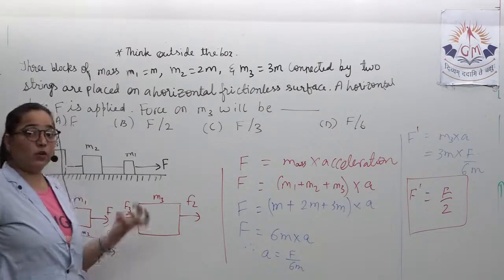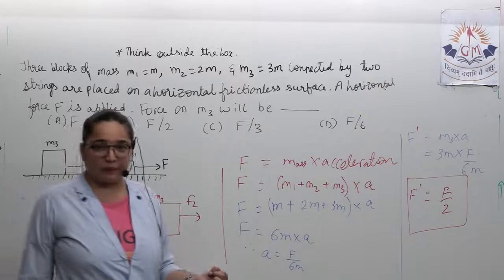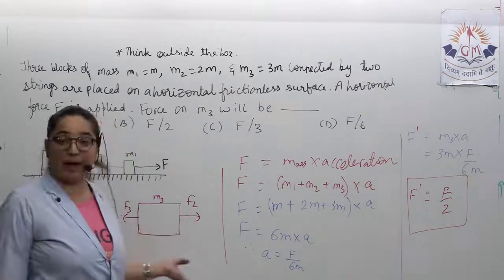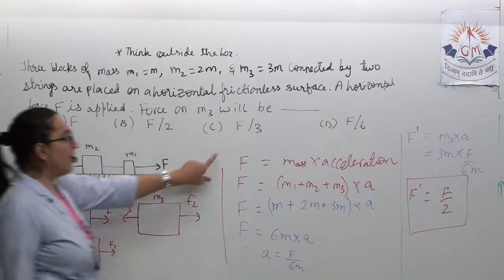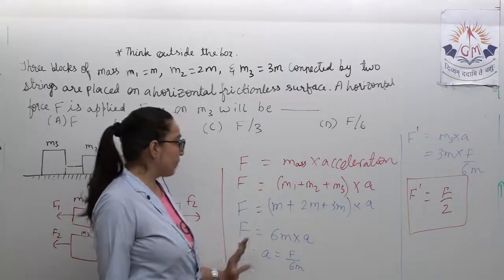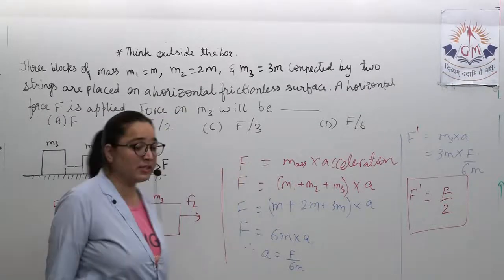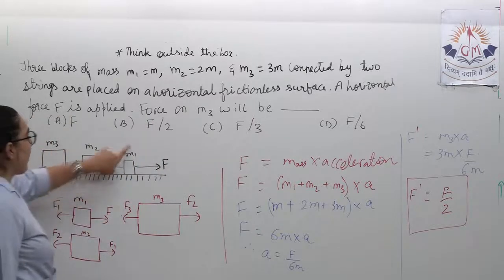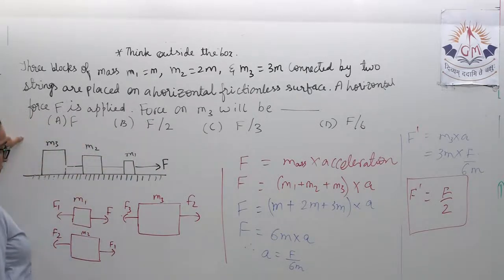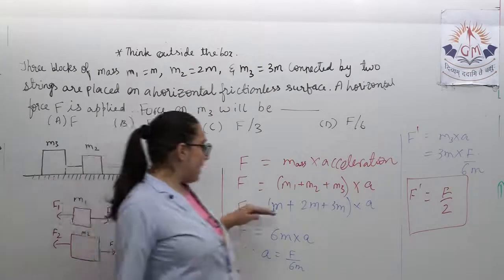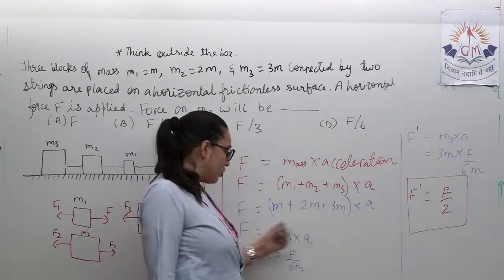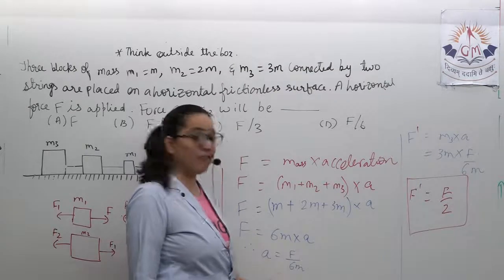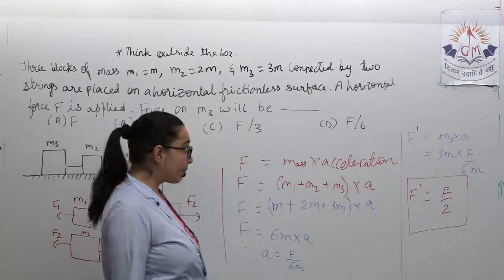Okay, because you know the property of inertia, on that basis it will try to apply its own force. We know that force is mass into acceleration. What is the total mass? The total mass is m1 plus m2 plus m3, that is m plus 2m plus 3m, which is 6m into a. So acceleration is F by 6m.